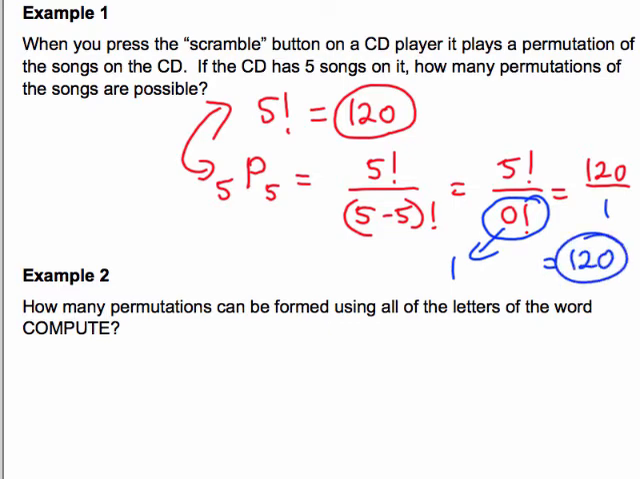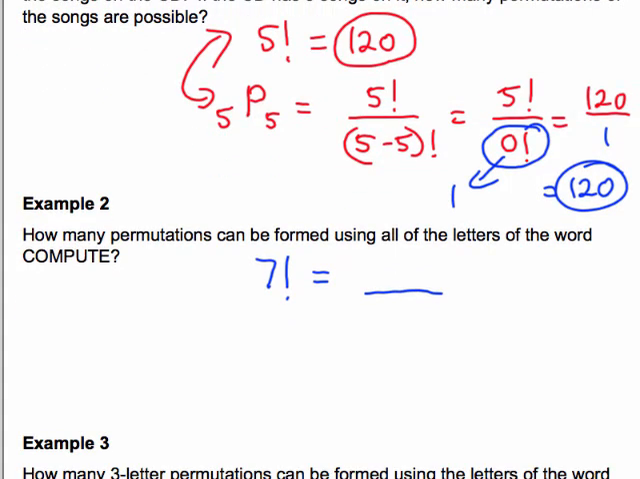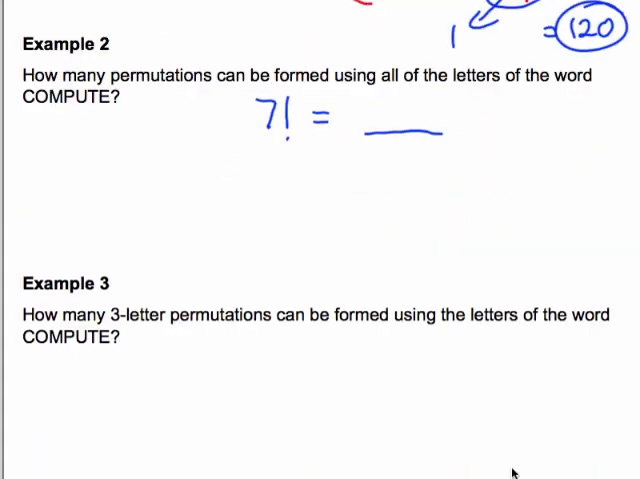How many permutations using all the letters of the word "compute"? There's 7 letters, so 7 factorial, whatever that is, will give you the number of different orders. But if you were taking only 3 letters of that word, it would be 7P3, and you could compute 7 factorial over (7 minus 3), 4 factorial.